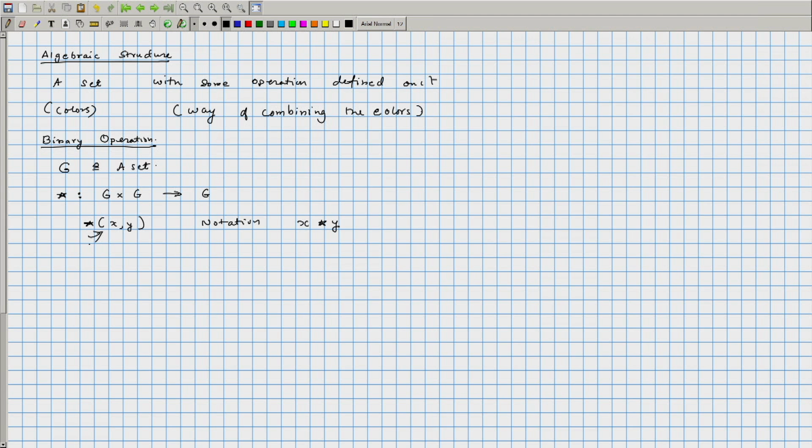So, the usual binary operations you can think of are plus, defined on either the set of natural numbers or the set of integers or on the set of real numbers or complex numbers and so on. So, that is a binary operation. It takes 2 elements, combines them and gives a third element in the same set.